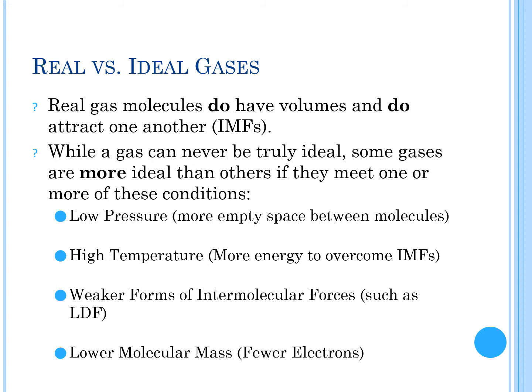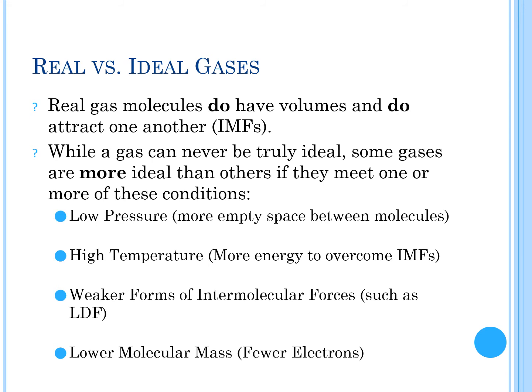So the smaller the gas molecule, the fewer electrons, the weaker those LDFs are. Think of the halogen series. Remember, fluorine and chlorine have relatively few electrons, so they're gases at room temperature. Bromine is a liquid and iodine is a solid. So as we add electrons, we increase the strength of our LDFs, and we want to minimize them for an ideal gas. So which gases then are most ideal?